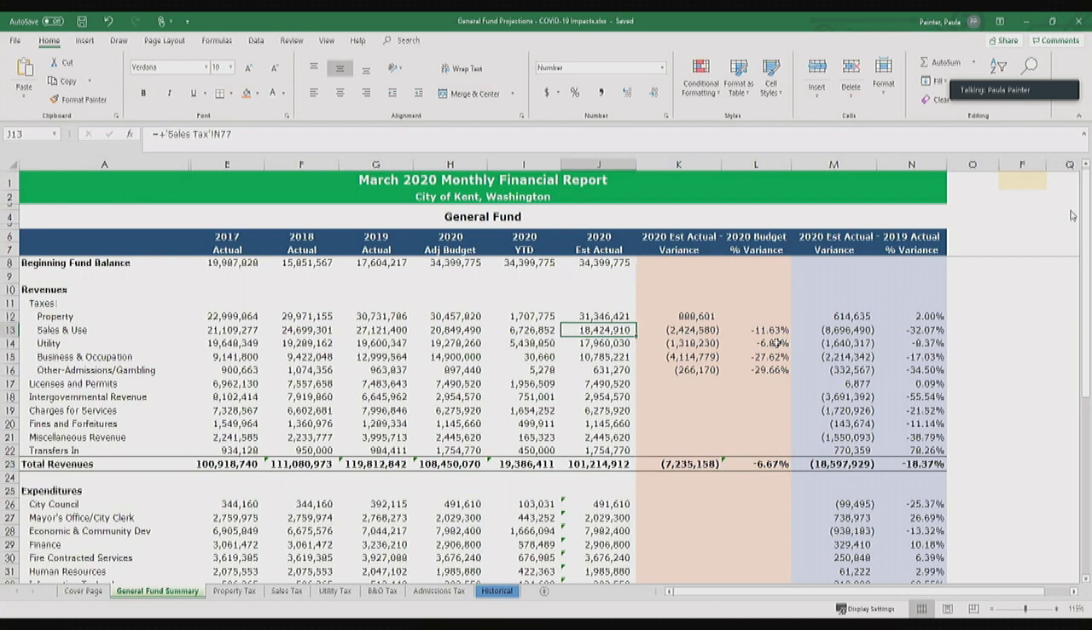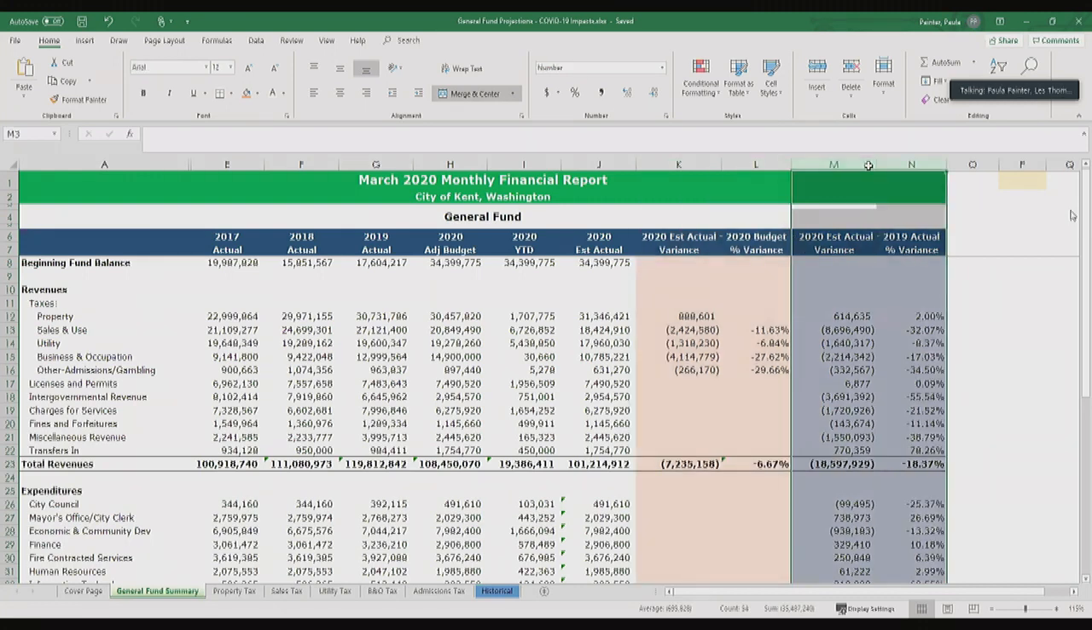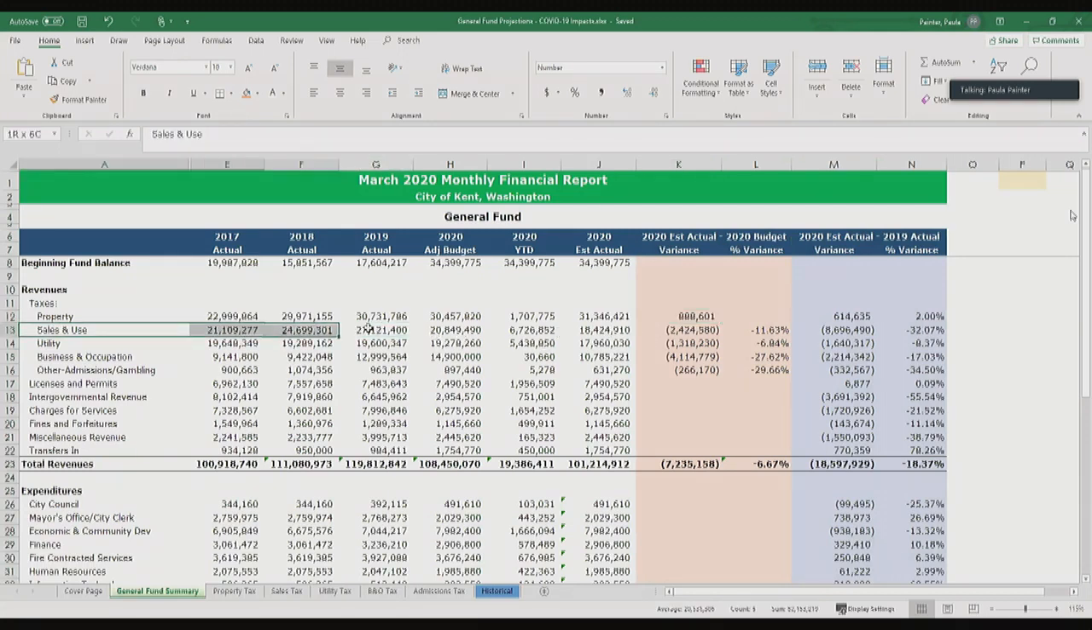One of the things that's great is there are two columns here, K and L. This is showing you the variance between the actual and the 2020 budget. And then M and N are showing you the difference between the 2020 estimated actual and the prior year. Where this has become significant is that you can see for our sales tax right here, our actuals for 2017 were 21 million, 2018, 24.7 million, and 2019 at 27.1.